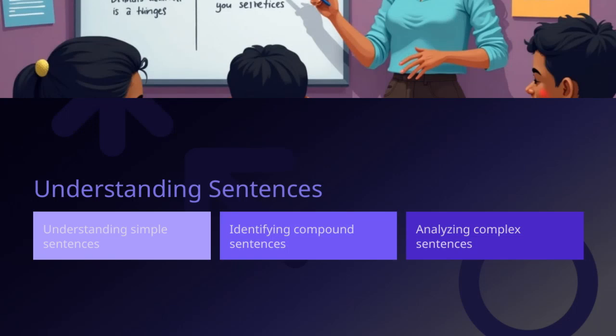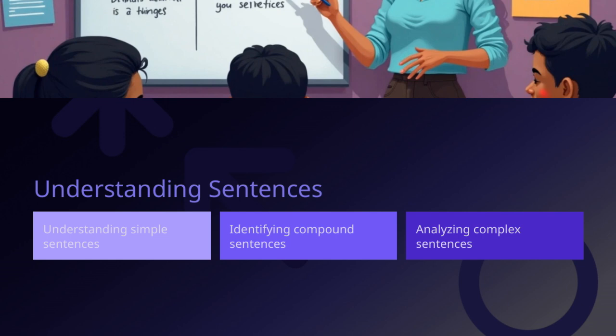Let's dive into analyzing complex sentences. First, we'll look at how to identify compound sentences. These are sentences that connect two or more independent ideas, often joined by coordinating conjunctions like and, but, or. Recognizing these helps us understand how ideas relate and flow together.